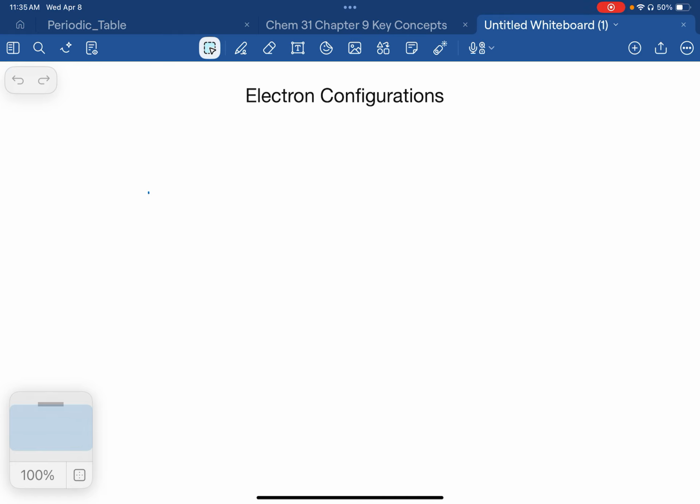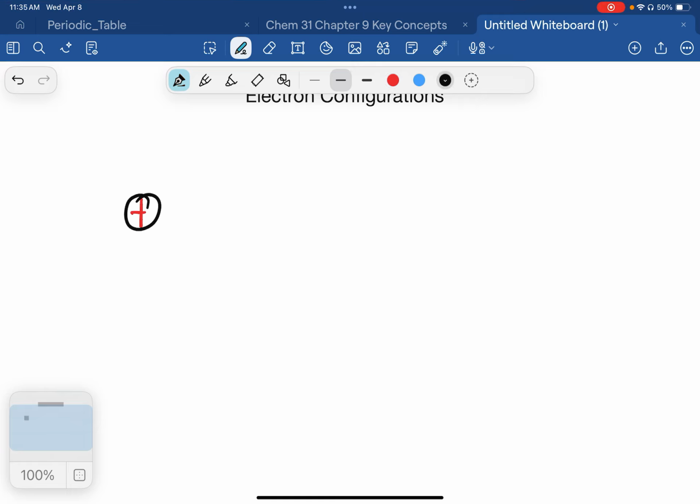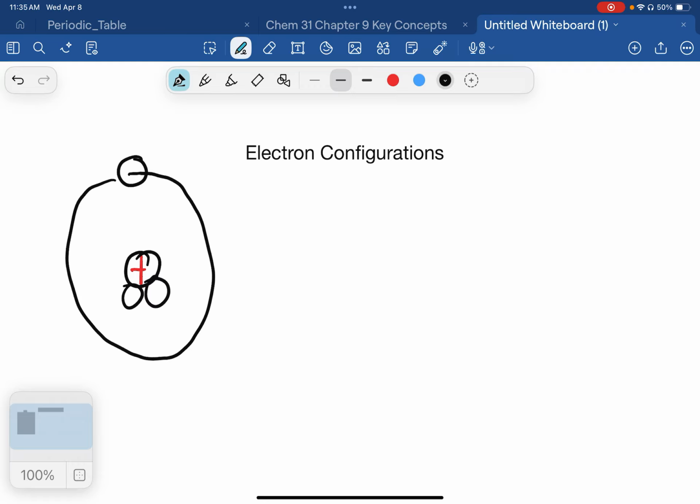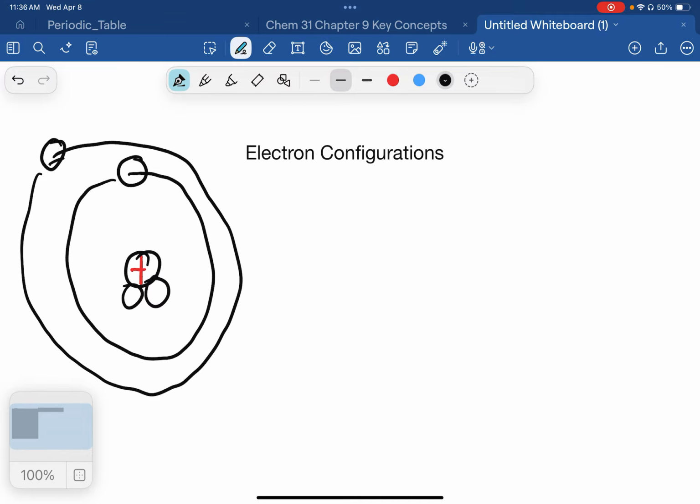If you remember back to the Bohr model, we have a bunch of protons in the middle of the nucleus, and we have some neutrons, etc. In the Bohr model, which is more of a planetary model, the idea is that these electrons, and this is obviously not to scale, are in fixed orbits rotating around the nucleus.